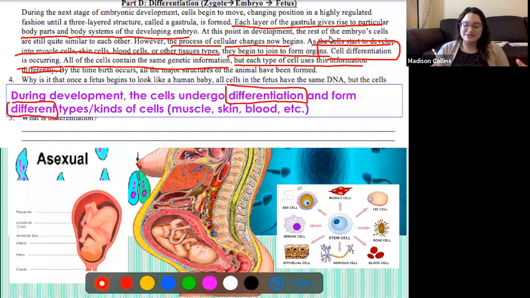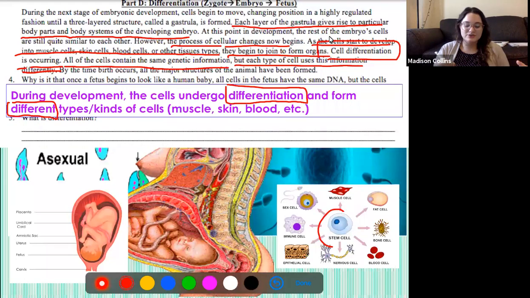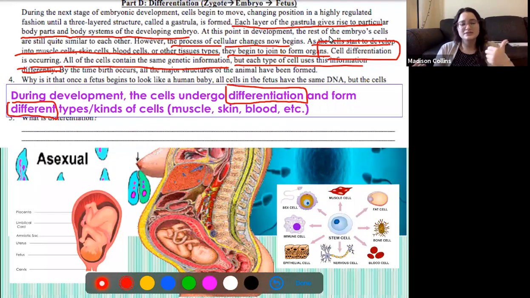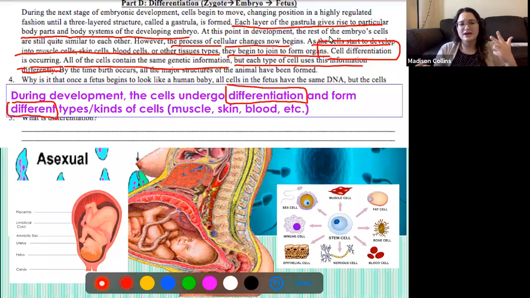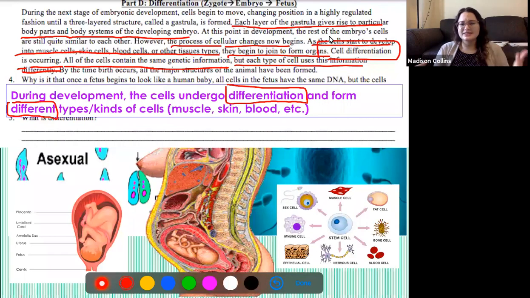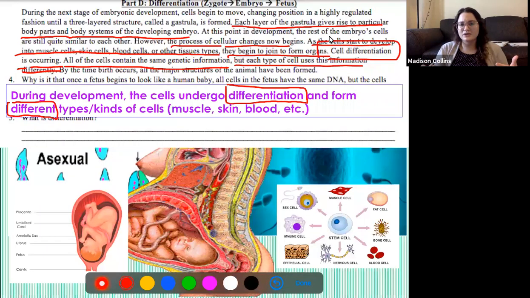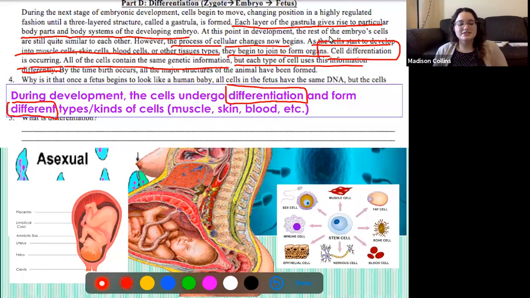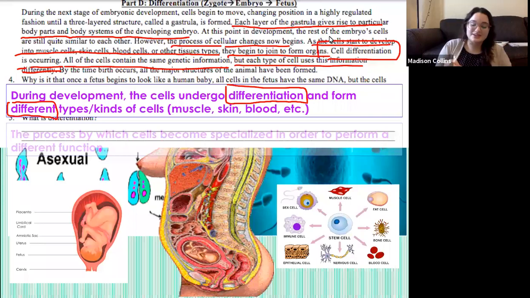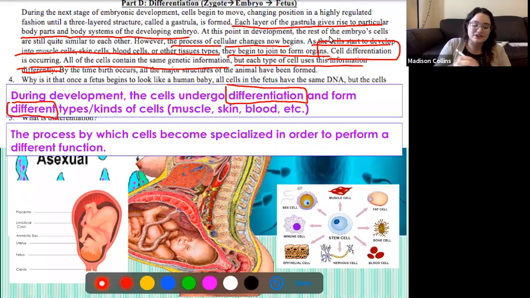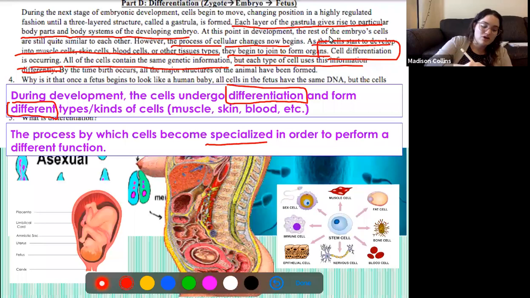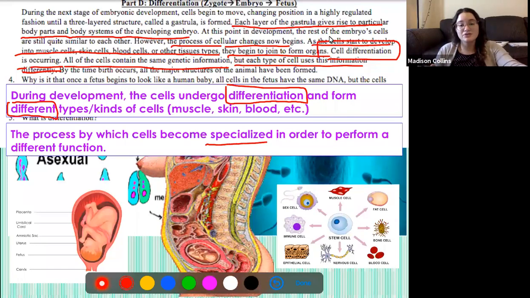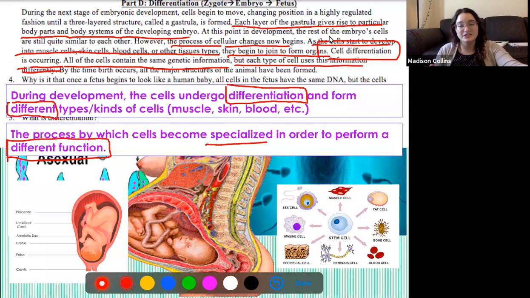So we all start with these stem cells that have the ability to turn into every other type of cell in your body, like muscle cells, skin cells, blood cells, etc. So then what exactly is differentiation? Well, again, we see that word different in front. So differentiation, we need to know, is the process by which cells become specialized in order to perform a different function. So all cells have the same DNA, but they're going to use it to do different functions.